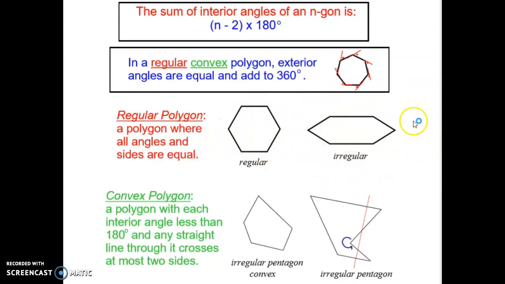Here I have, again, 6 sides, but you can clearly see that not all sides are equal in length, which means not all interior angles are equal either. So this is an irregular polygon, versus this one here, which is a regular polygon.